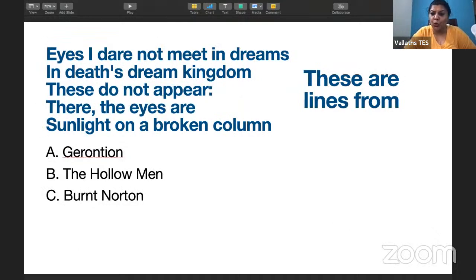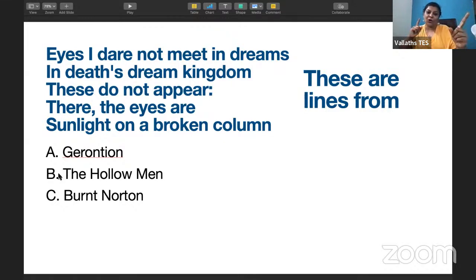Question to you. Eyes I dare not meet in dreams, in death's dream kingdom, these do not appear. There the eyes are sunlight on a broken column. These are lines from Sunlight on a Broken Column. Did you know that? By Attia Hosain, that title is taken from T.S. Eliot.